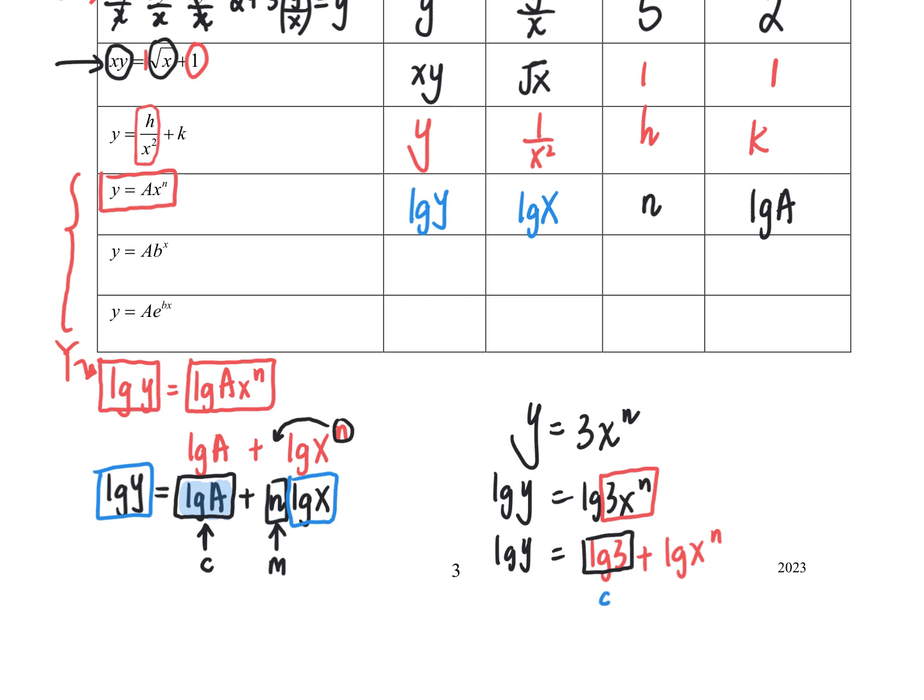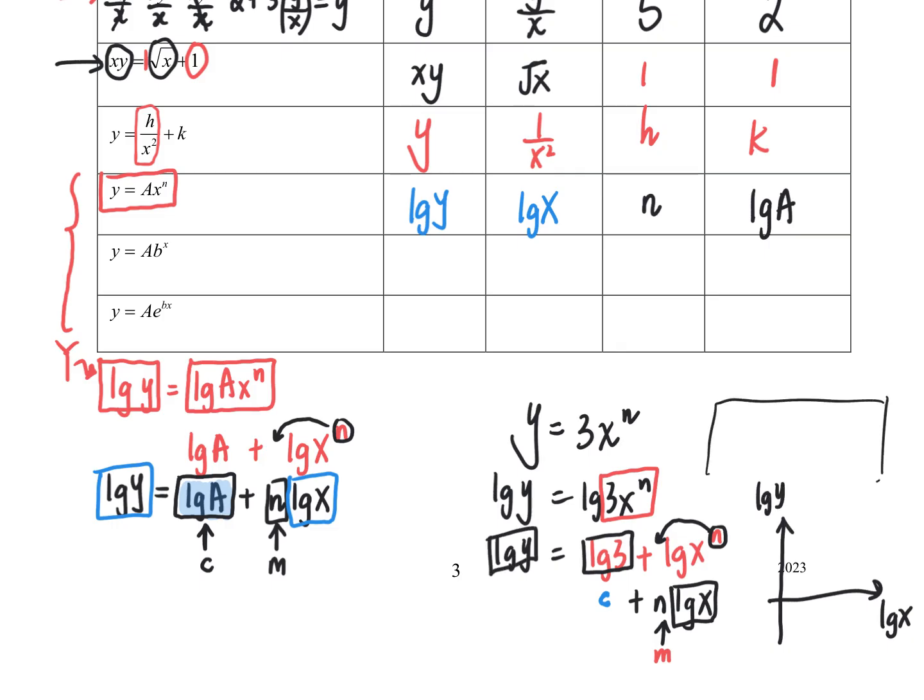This is my c. And then any power you have, you should always bring it down as a constant in front of it. So this is actually my gradient. And then this is my new x-axis. That means I will plot it against log x. And then my vertical axis will be log y. So in your table of values, you will need to calculate what is your log x value, what is your log y value, before you can plot them.